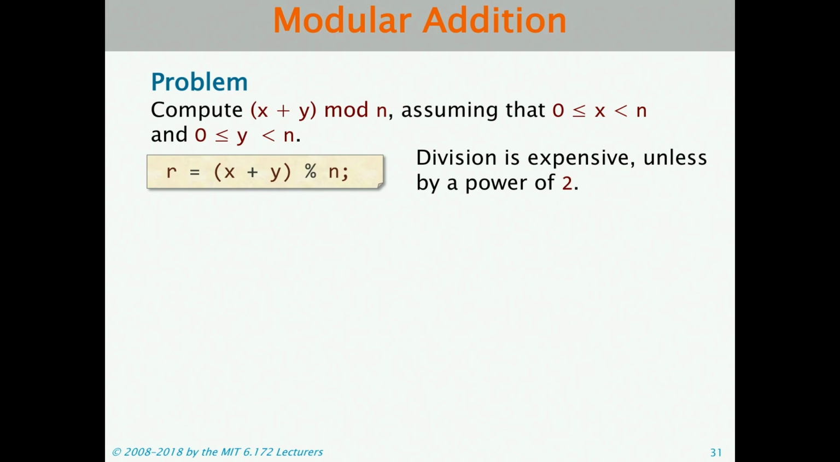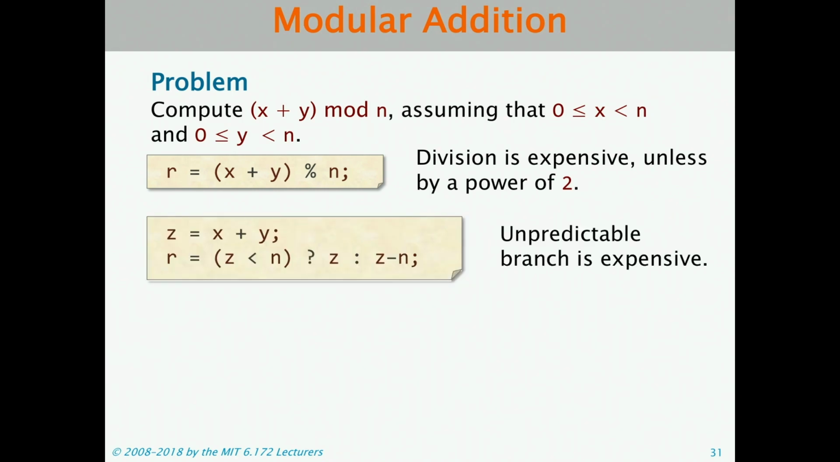Here I'll talk about a bit trick that actually does work. Here we're trying to do modular addition, so we want to compute x plus y mod n. Let's assume that x is between 0 and n minus 1, and y is also between 0 and n minus 1. The standard way to do this is just to use the mod operator, x plus y mod n. However, this does a division, which is relatively expensive compared to other operations, unless n is a power of 2. But most of the time, you don't know if n is a power of 2 at compile time, so the compiler can't translate this to a right shift operation, and it has to do a division.